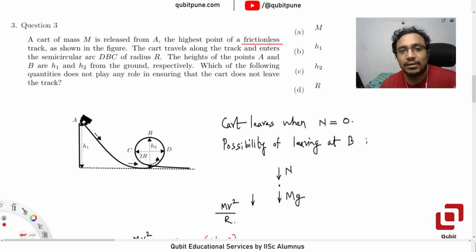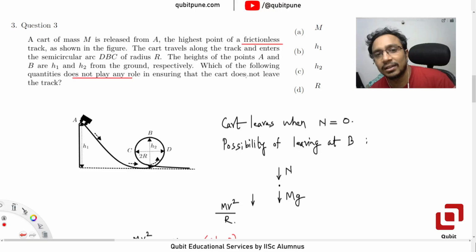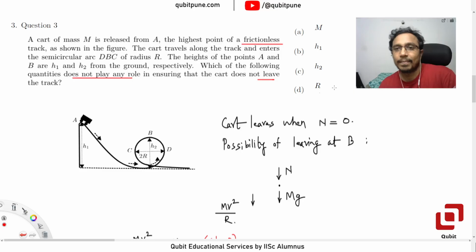The card travels along the track and enters the semicircular arc DBC of radius r. The heights of the points A and B are h1 and h2 from the ground respectively. Which of the following quantities does not play any role in ensuring that the cart does not leave the track? Mass of the cart, heights h1, h2, radius of the semicircle arc.